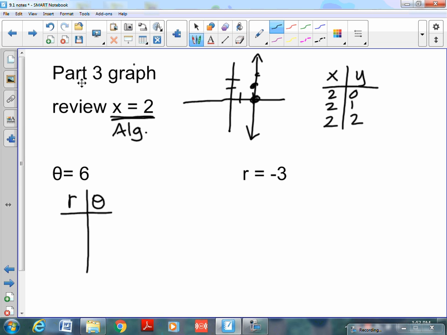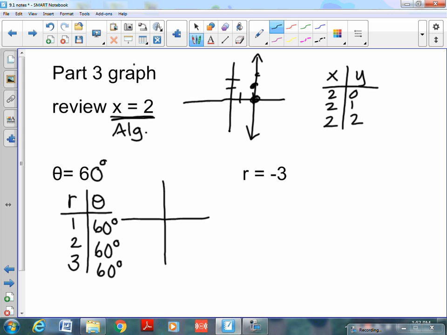I missed part of it. Theta is supposed to be 60 degrees. Can't be just 6. It needs to be an angle, right? Theta is 60 degrees. Can it change? Or does it have to be 60 degrees? Can r be anything it wants to be? R can be 1, r can be 2, r can be 3. What type of a graph are you going to make if theta is 60 degrees?